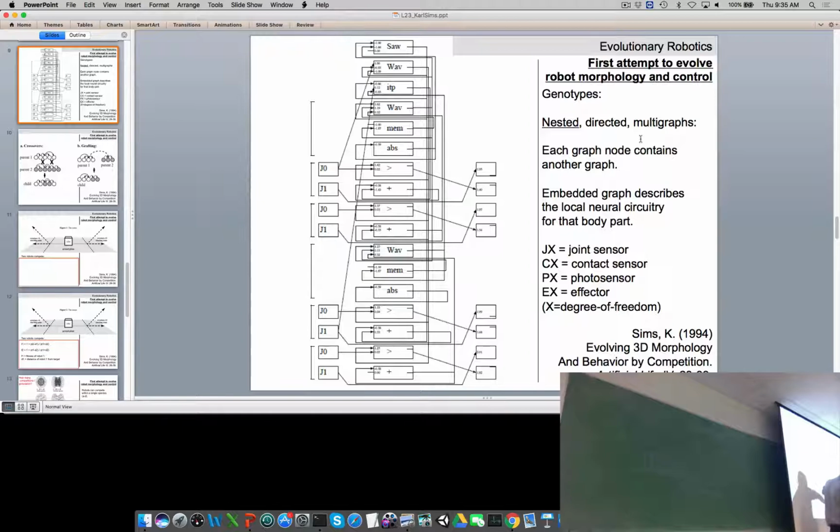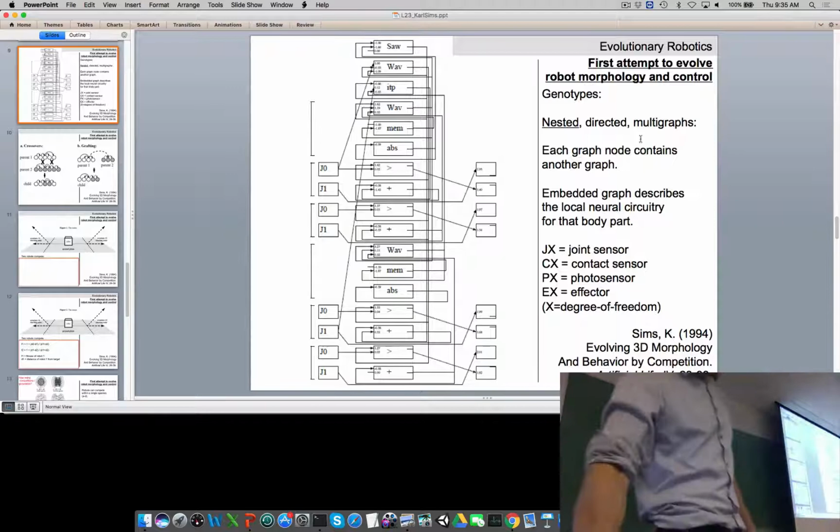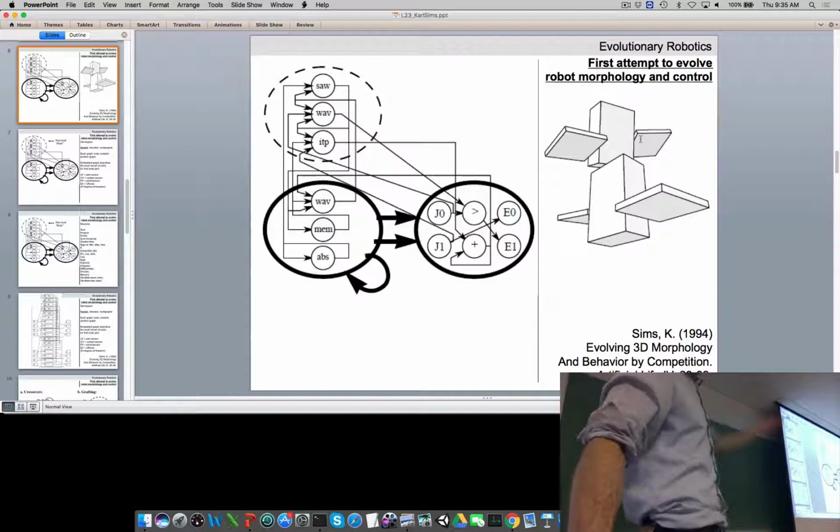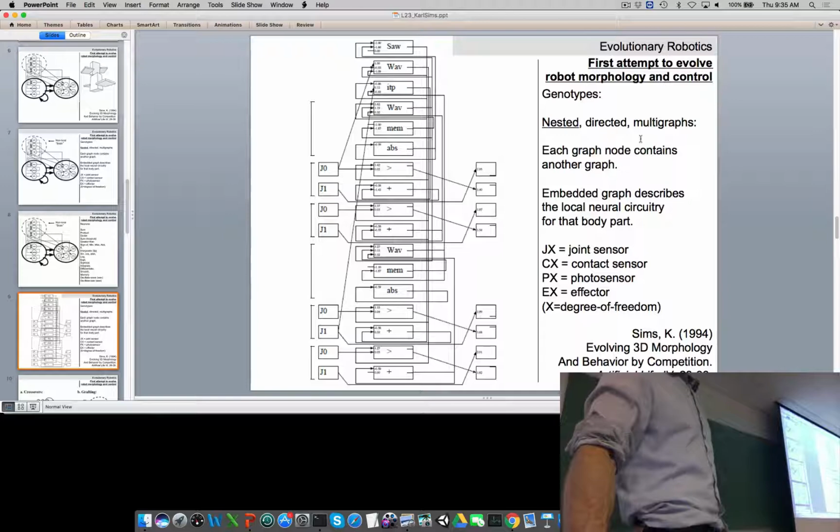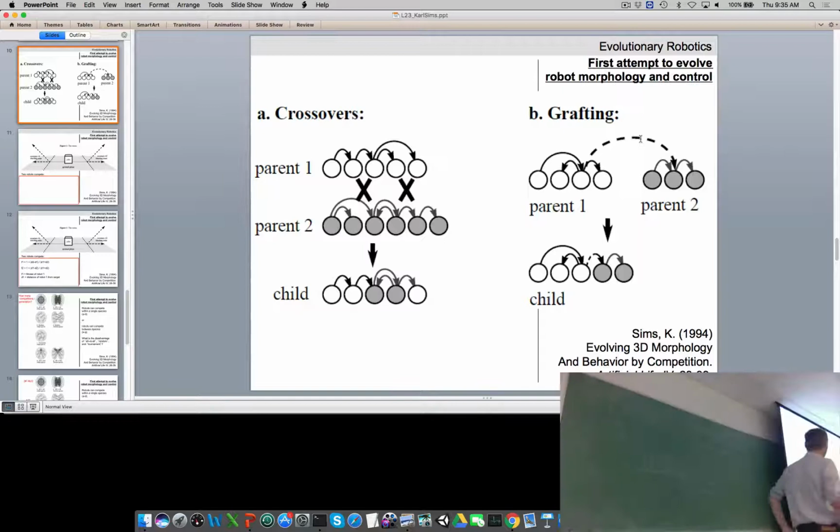We have our appendage on either side, and then at the top we have just this one copy of the centralized brain, right? So as we're traversing through the genotype, we are drawing or constructing this body in the simulator, or Sims was, and also constructing this neural network as we go. Okay. Let's have a look at some of the other aspects of the evolutionary algorithm.